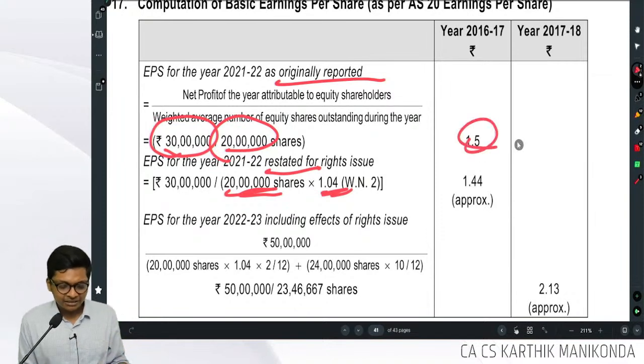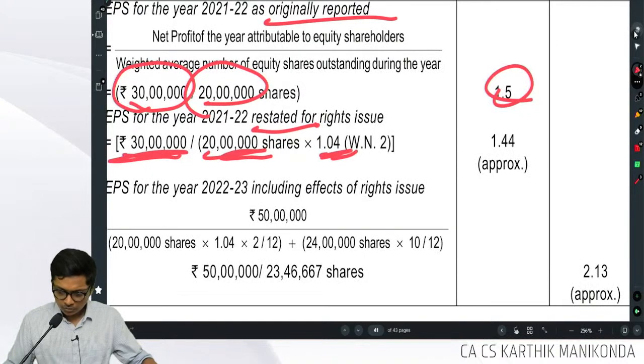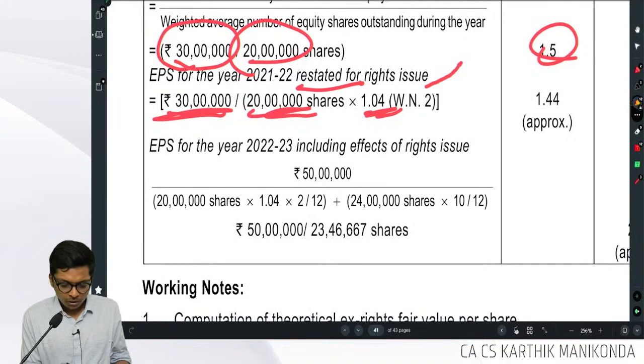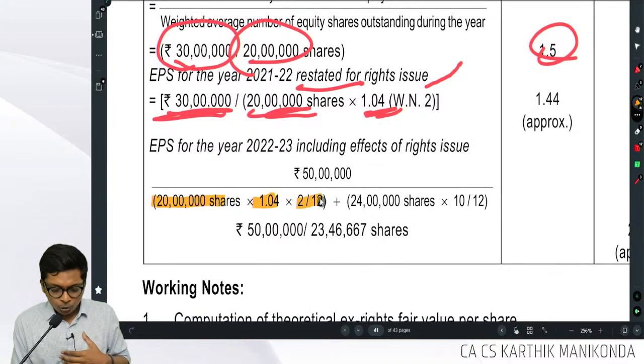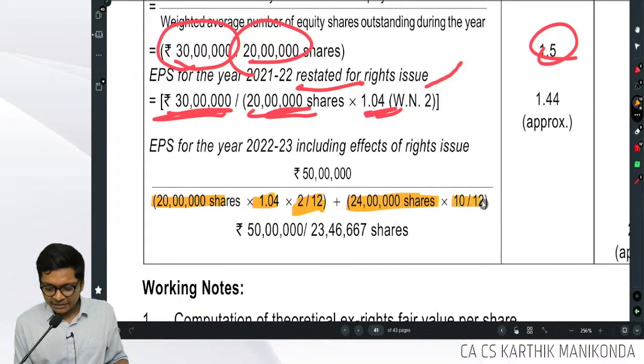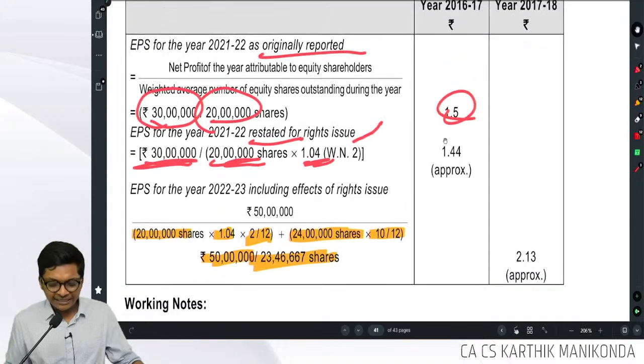Now with rights it will be 30 lakhs but divided by, follow guys, look at the breakup over here. This is the one. I'm focusing on this part. 20 lakhs into 1.04 with rights issue into 2 by 12 for the first 2 months. Second half of the year 24 lakhs into 10 by 12. You will get 50 lakhs by 23 lakh 46,667, you get 2.31. This is for the current year 17-18.